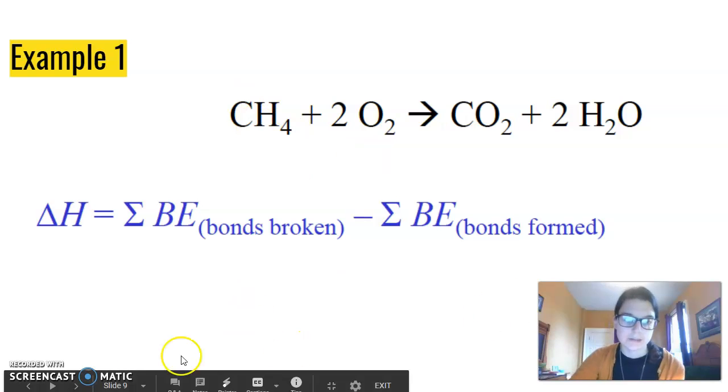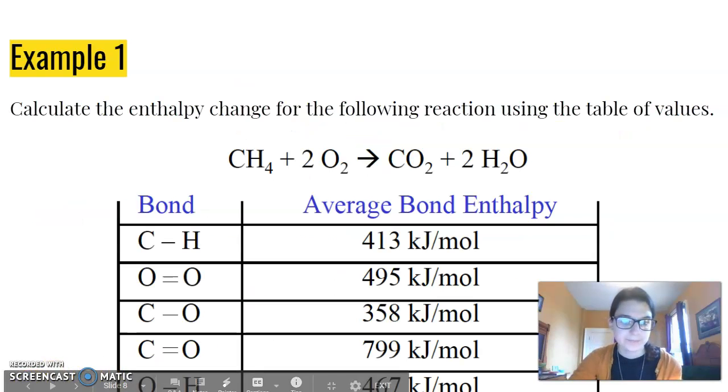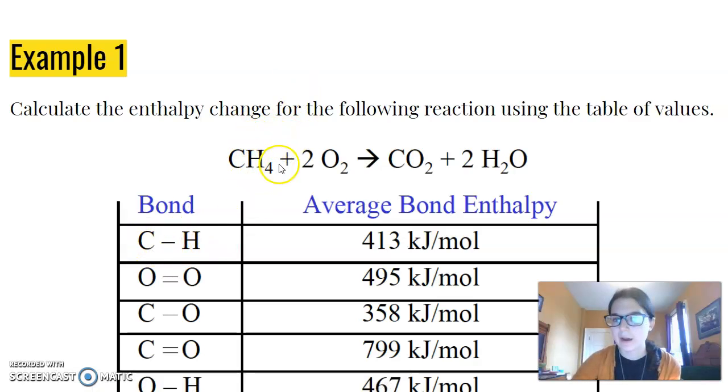For each of these, if I could go back a slide, there we go. Remember, this is for one CH bond being broken. But how many CH bonds are there in a CH4 molecule? There are 4 of them. So really, we're going to be breaking 4 of these bonds. So this average bond enthalpy that we have, we're going to have to multiply by 4.